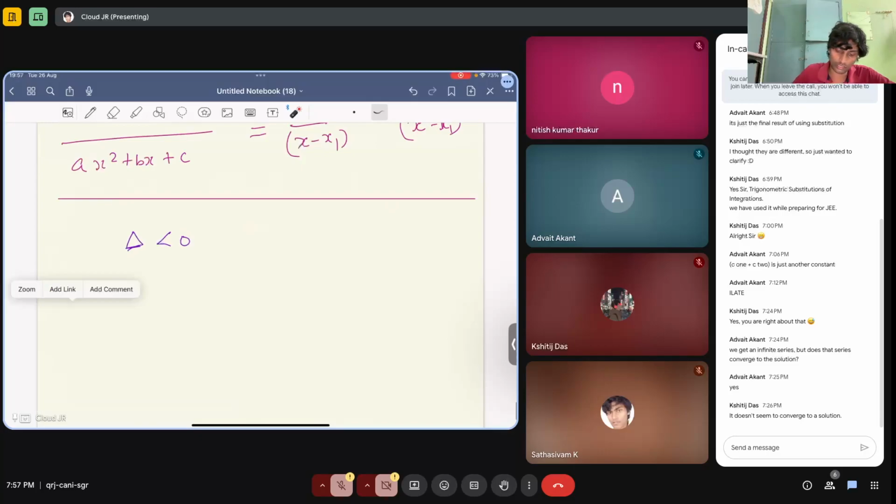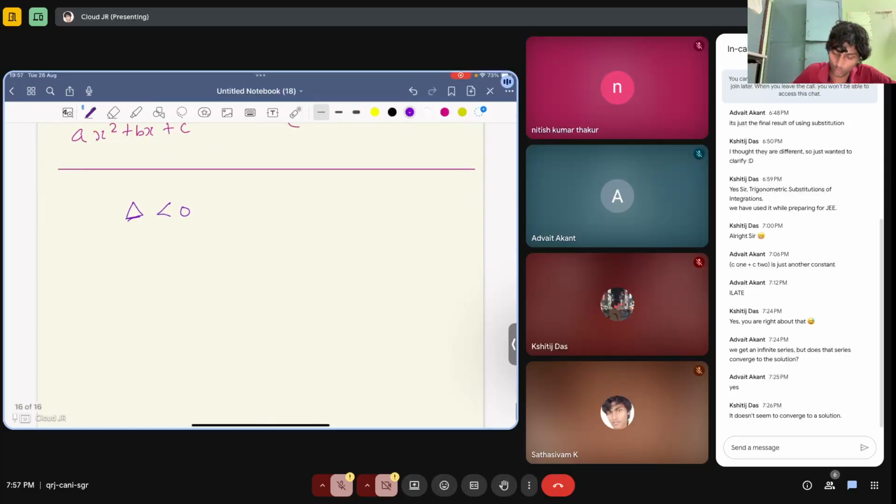But I think this type of problem can also be done, but it involves some trigonometric functions and so on, which we are not going to do. We just say partial fraction does not apply, as there is no real root.